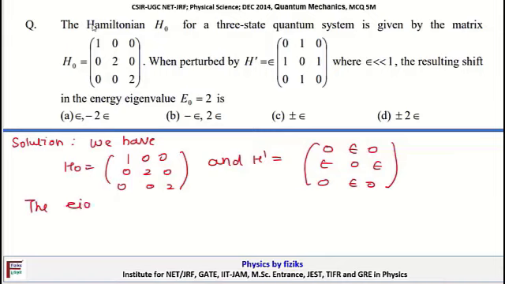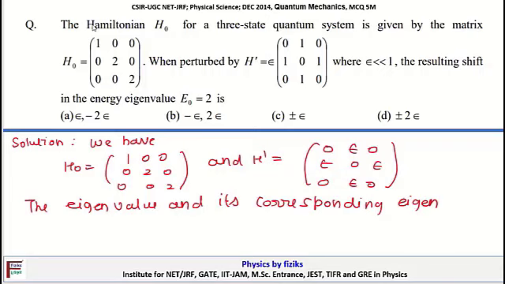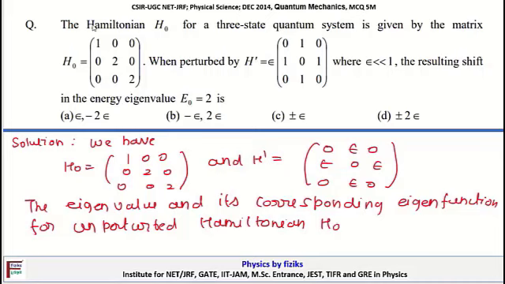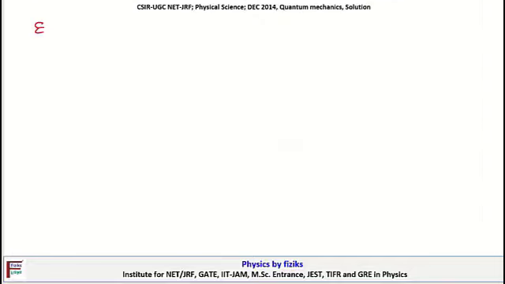The eigenvalue and its corresponding eigenfunction for the unperturbed Hamiltonian is given by eigenvalue equal to 1, corresponding wave function phi 1 would be (1 0 0).